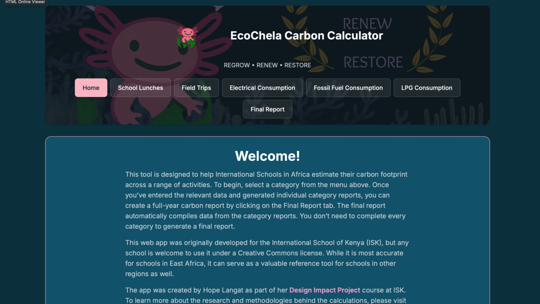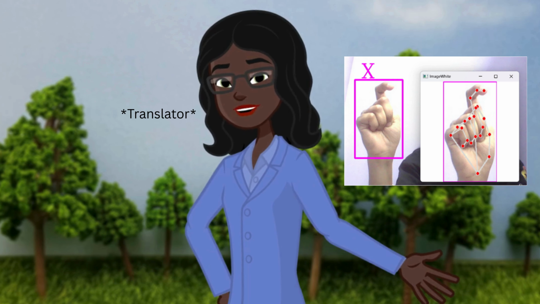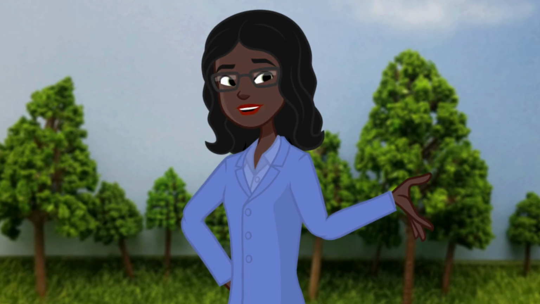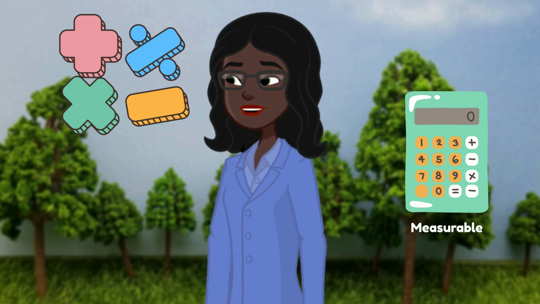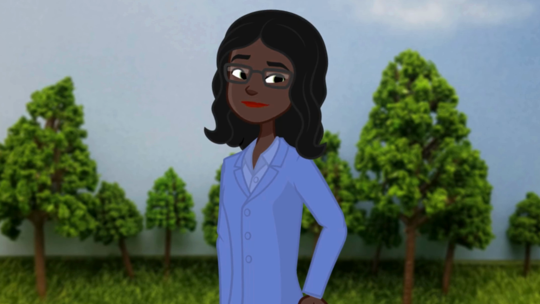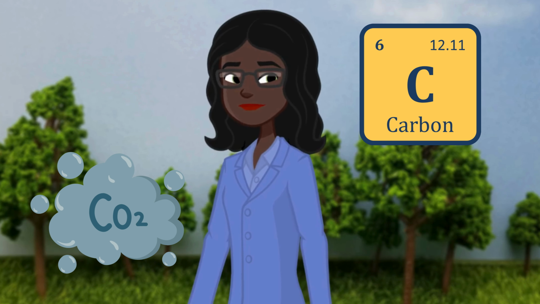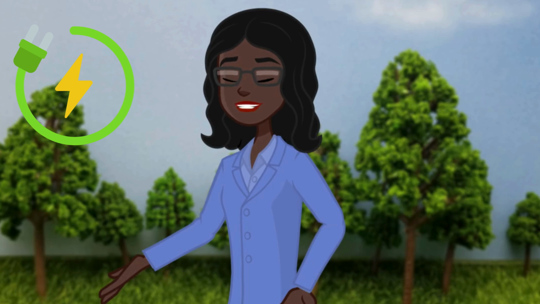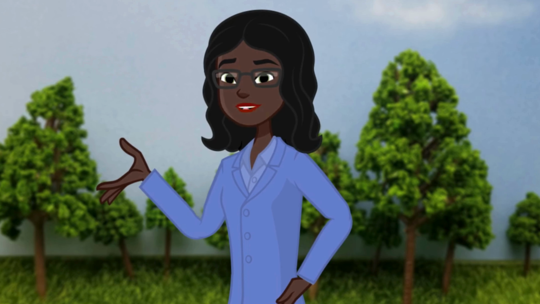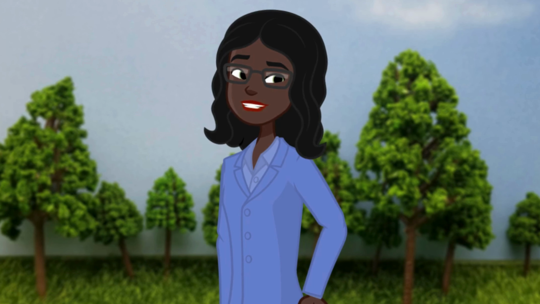You know, this journey actually started with a different idea, a sign language calculator. It was a meaningful concept, but Hope realised she needed to build something that could have an immediate, measurable impact right now. She asked herself, what is invisible but shapes our entire future? Carbon. At ISK, we use electricity, eat lunch, and take field trips, but we rarely see the environmental cost. Hope's mission was to make that invisible cost visible.